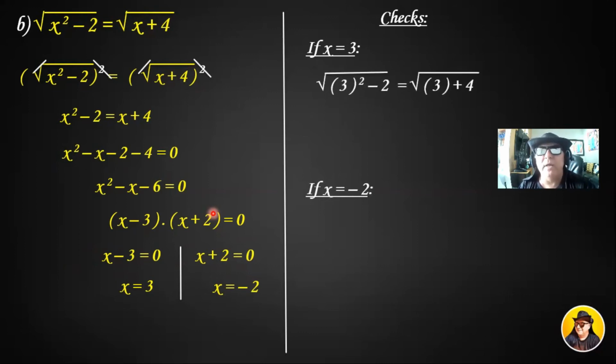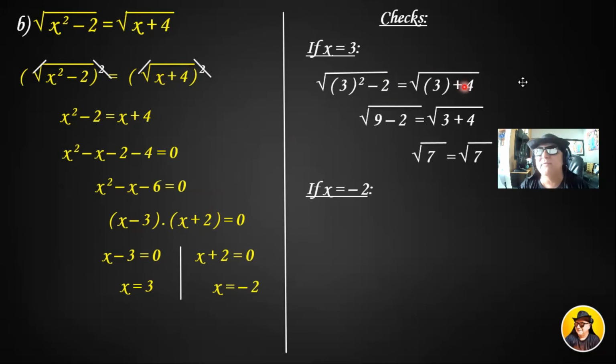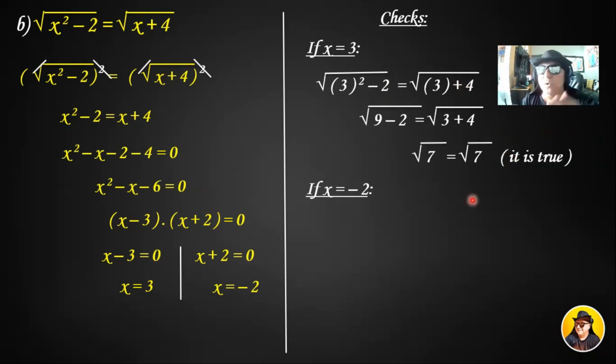We have that the square root of 3² - 2 is the square root of 3 + 4. Well, 3 + 4 is 7. And here, 3 squared is 9. 9 - 2 is 7. So we have something like this. And we see that the square root of 7 is equal to the square root of 7 as well. Okay, so it is true.